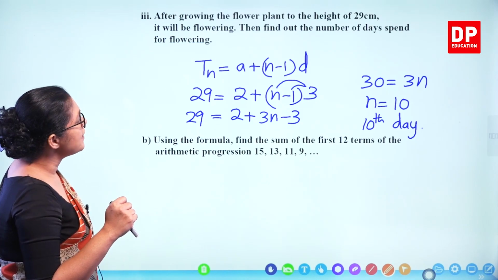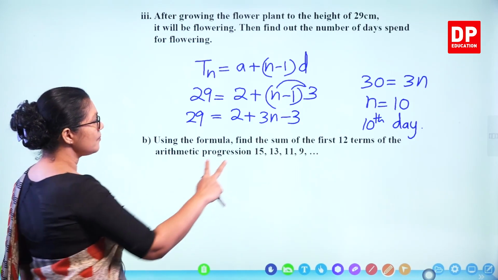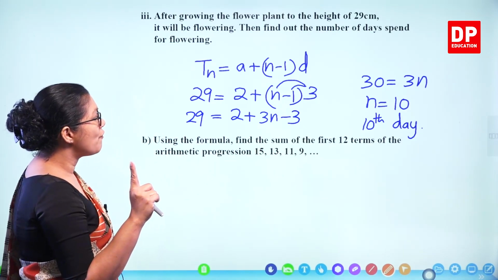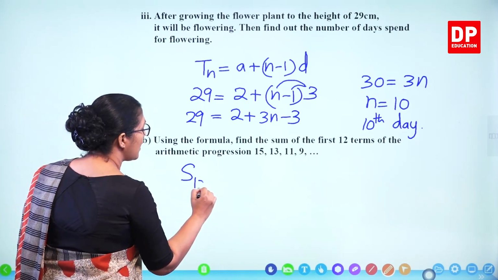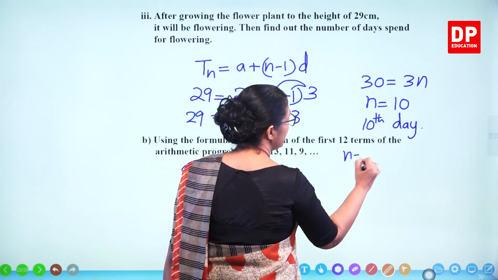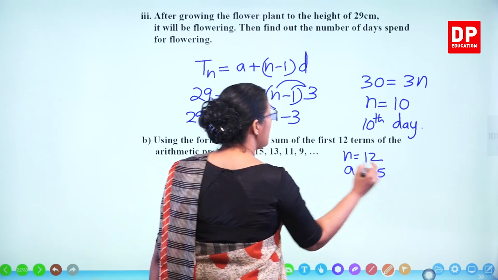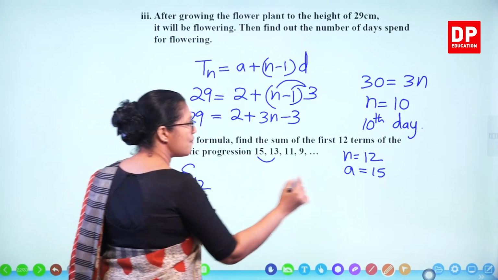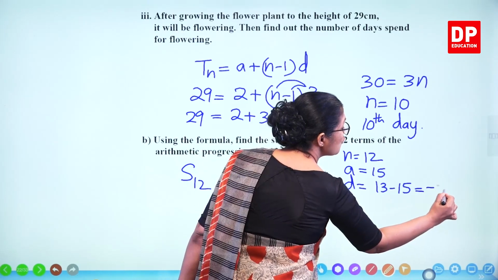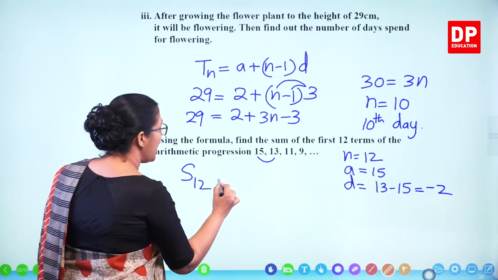Using the formula, find the sum of the first 12 terms of the arithmetic progression. This one. So you need to find the sum formula for first 12, S12. What are the things you need to know? N is 12. It's already known. The first term is 15. And we can find the difference. What's difference? Any term minus the previous one. So minus 2.